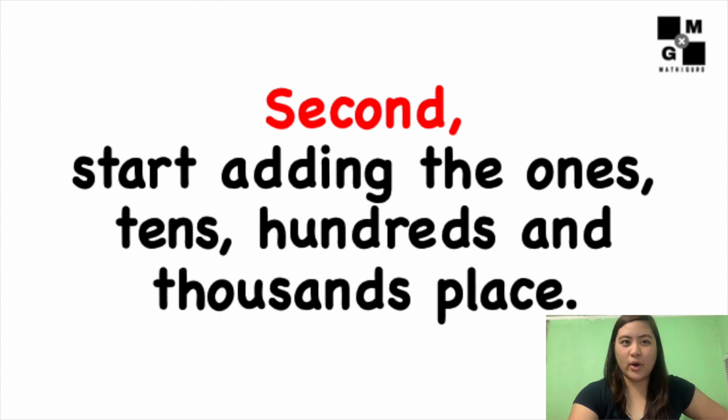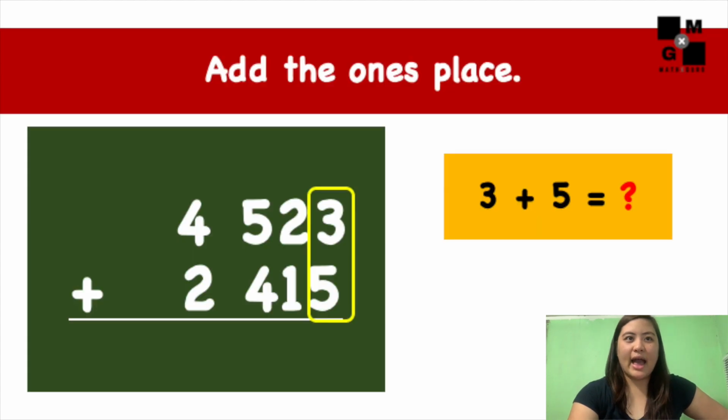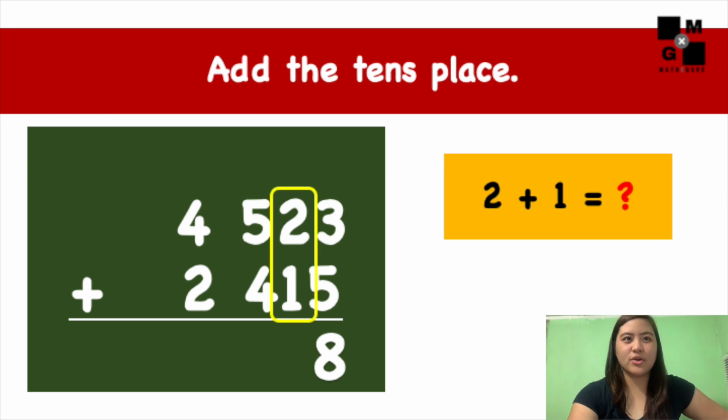Start adding the ones place, tens place, hundreds place, and thousands place. So let's try. Add the ones place. So we have here 3 plus 5 will give you an answer of 8. Put the 8 under the ones column right there. So next, we will continue adding the tens place. So 2 plus 1 will give you the answer of 3. So put down the digit 3 under the tens column.